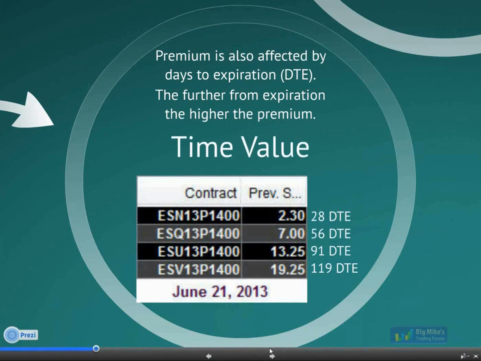In this example here, on June 21st, the July 1400 put was priced at 2.30, which is only 28 days till expiration. August 1400 is at 7. September 1400 is 13 and a quarter. October 1400 is 19.25. So as you can see, the time premium on those options is quite a bit, roughly about 7 per month in this example.